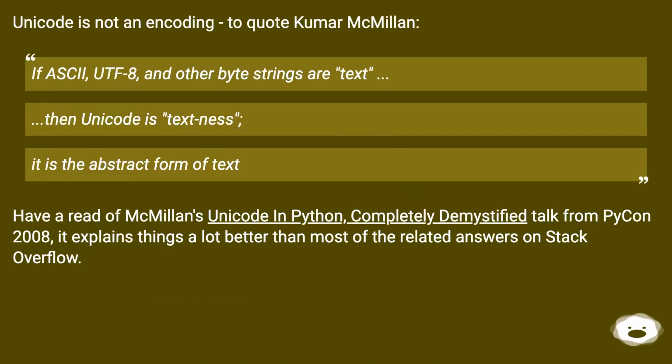Unicode is not an encoding, to quote Kumar McMillan. If ASCII, UTF-8, and other byte strings are text, then Unicode is text-ness, it is the abstract form of text. Have a read of McMillan's "Unicode in Python, Completely Demystified" talk from PyCon 2008, it explains things a lot better than most of the related answers on Stack Overflow.